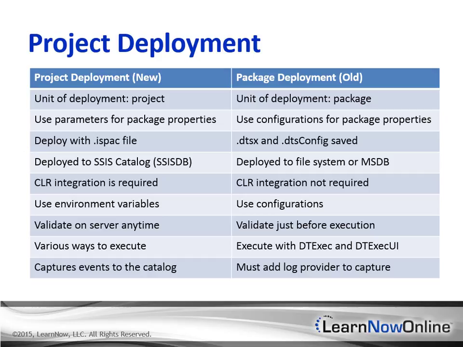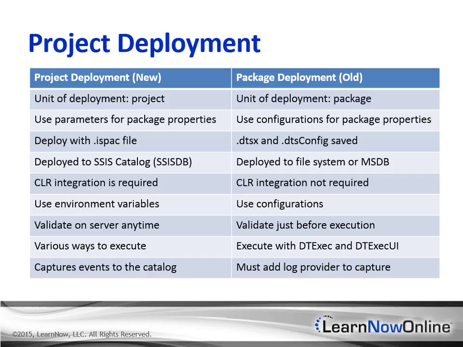Under the new project deployment model, packages are executed by starting an execution on the database engine. A project identifier, explicit parameter values, which are optional, and environment references, also optional, are assigned to an execution before it's started. And you can also execute packages using dtexec. In the old model, you can execute packages using dtexec or dtexecUI.